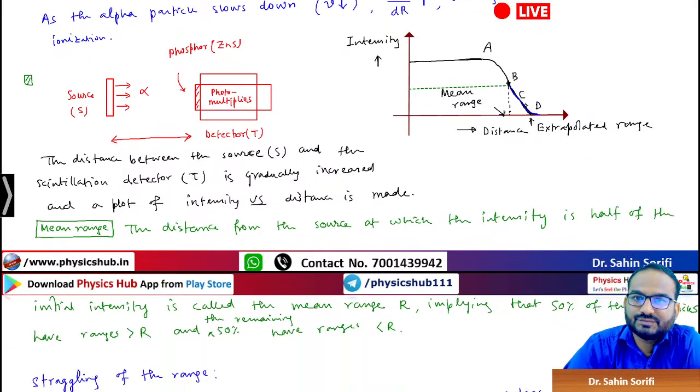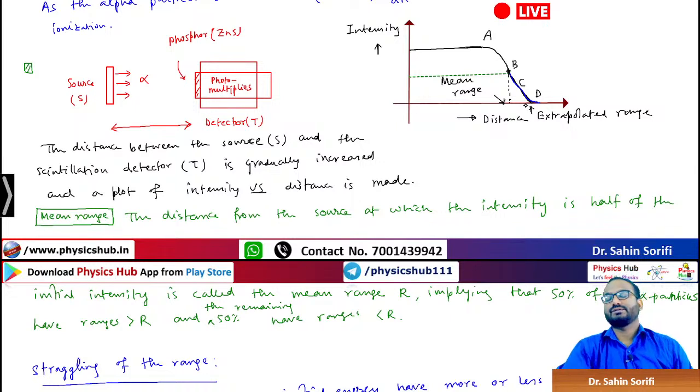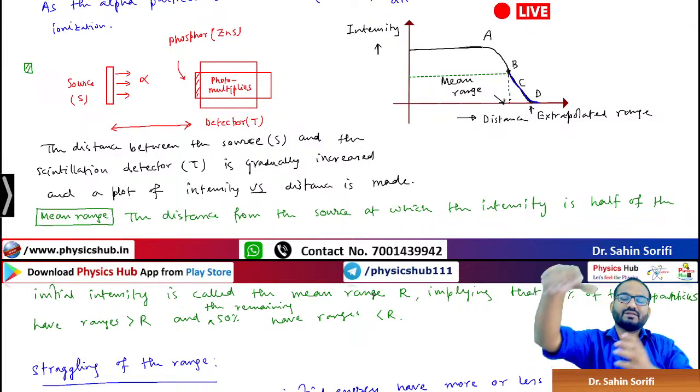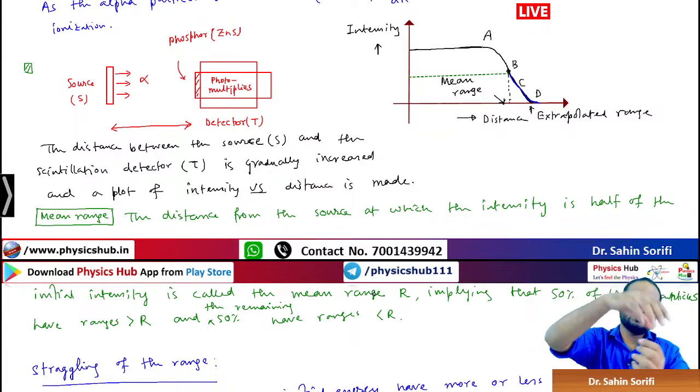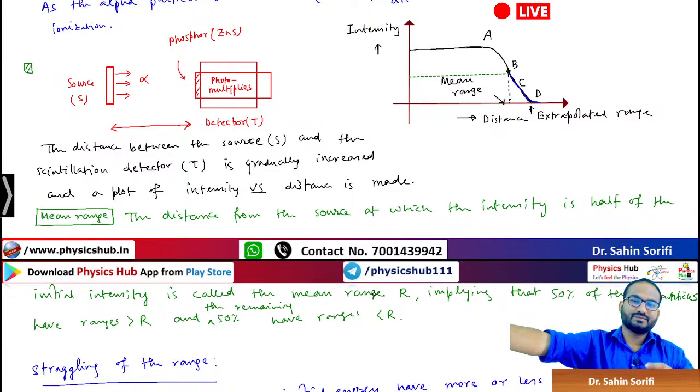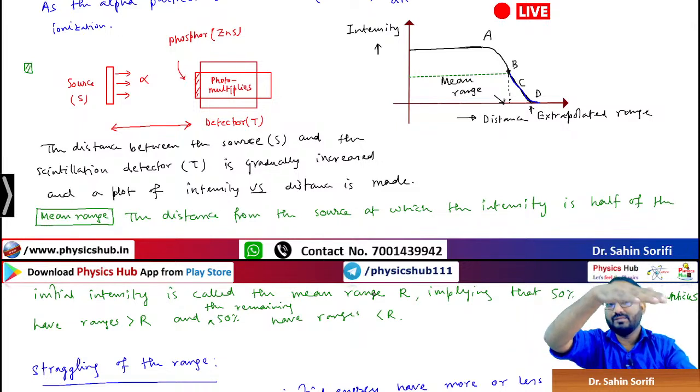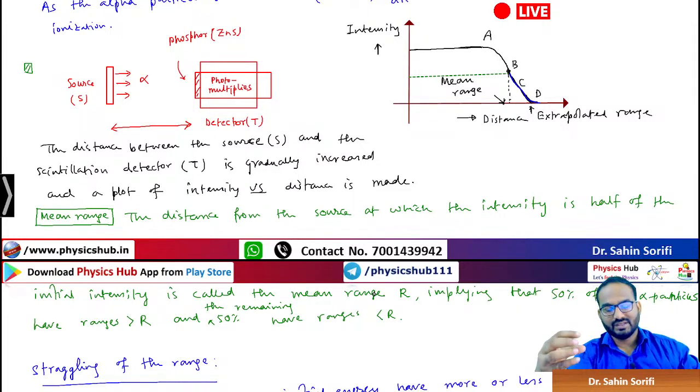Now you see, when the alpha particle is going through the medium, it is losing its energy. So what is the medium basically doing? The medium is basically stopping the alpha particle. If there is no medium, the alpha particle will go without losing its energy, without losing its intensity. So the medium basically stops the alpha particle. So for a particular medium, we can define the stopping power.